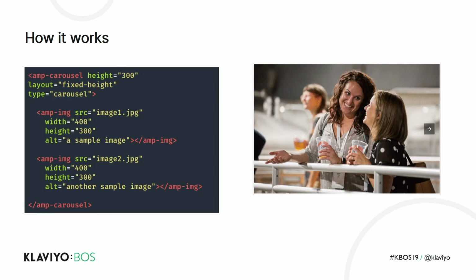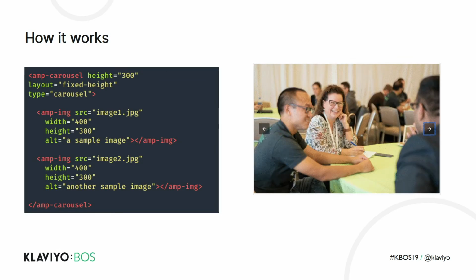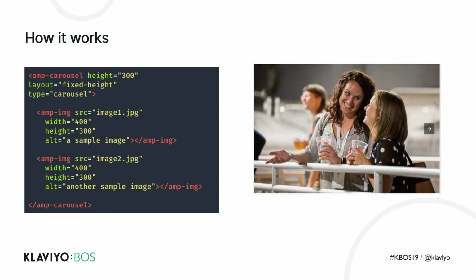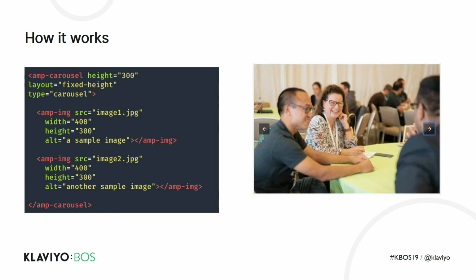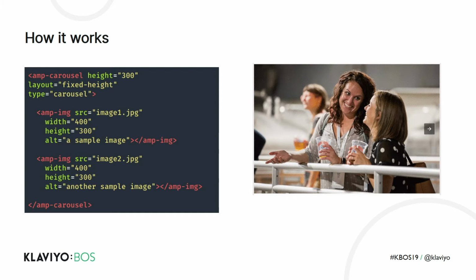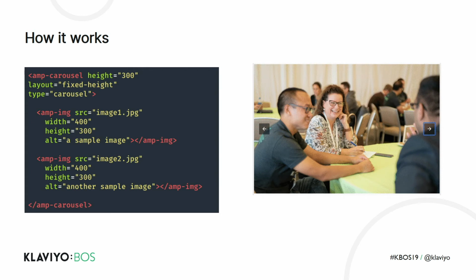Cool. So how this actually works is you have an AMP carousel wrapper, which contains all of the data about the carousel in general. Then you go and enumerate on all the different things that you want to go and display in the carousel. So in this case, we want to show 2 images, but really this can be anything. It could be images with text or links, etc.